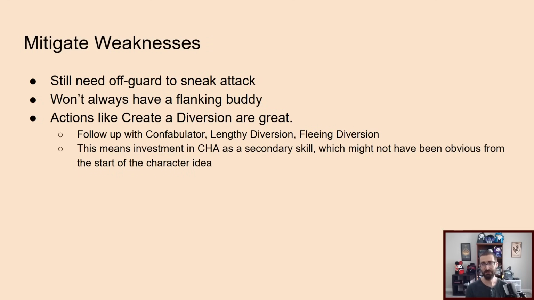But you're not always going to have that flanking buddy. So you need to plan for not having a flanking buddy. What if I am going early on in the initiative and I want to try to kill this enemy? Well, then maybe I need to have a Create a Diversion action so that I can get that person off guard when I become hidden to them. And I could potentially follow this up with feats like Confabulator, Lengthy Diversion, and Fleeing Diversion to make that better.